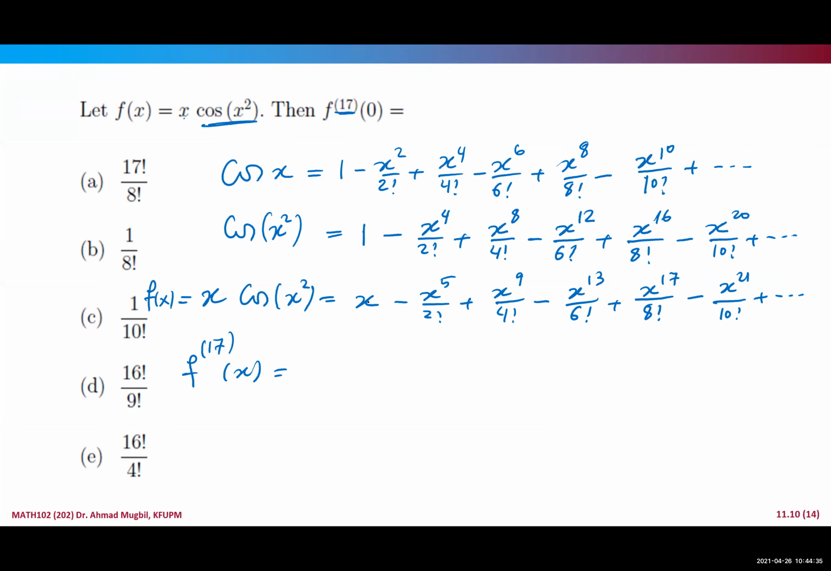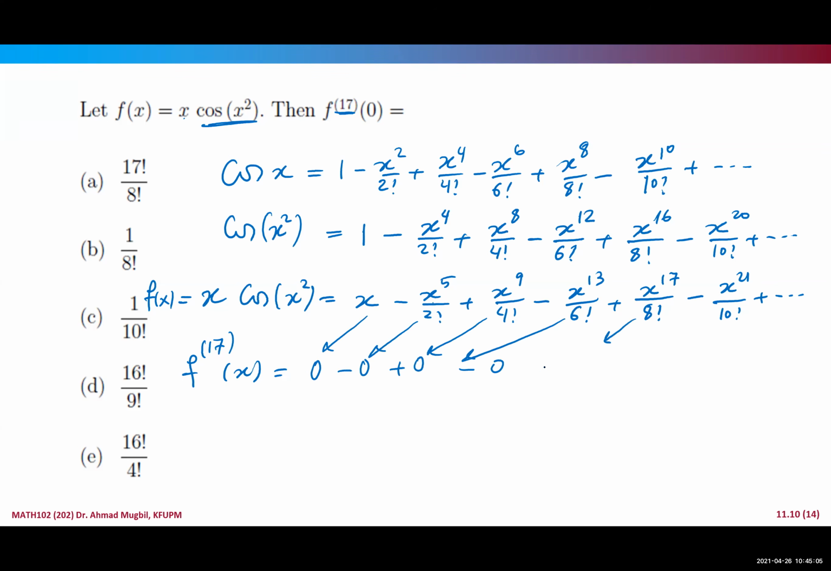It is 1 over 8 factorial times 17 factorial. What you will get? This one, 0. When we differentiate x, we will get 0. This will be 0 also, guys. All of these, any order or degree less than 17, will be 0 when you differentiate it 17 times. So this will be 0, 0, 0. This will be also 0.